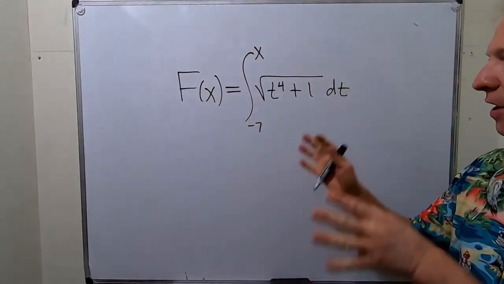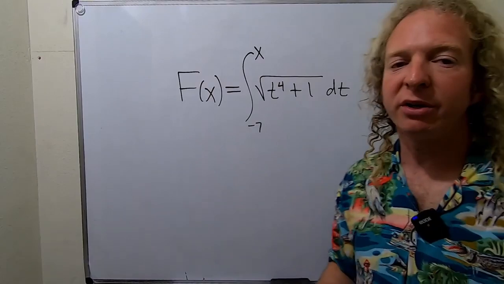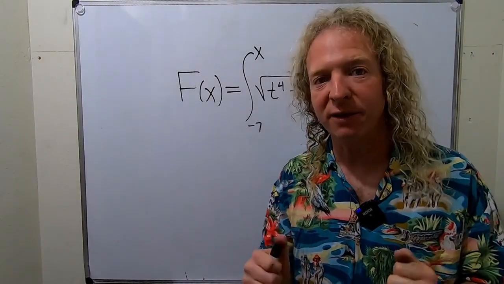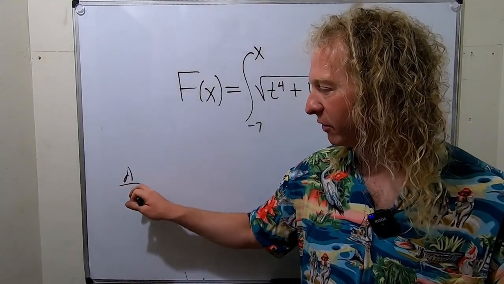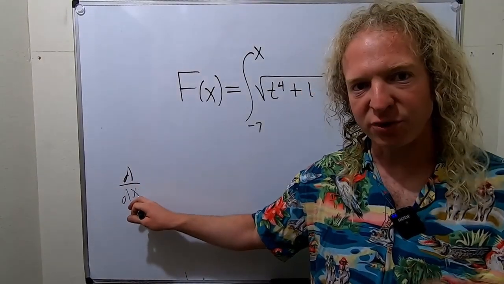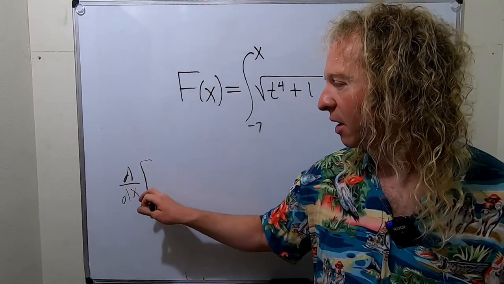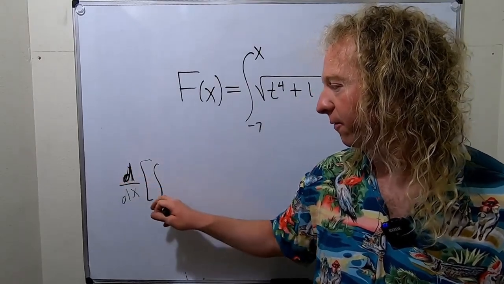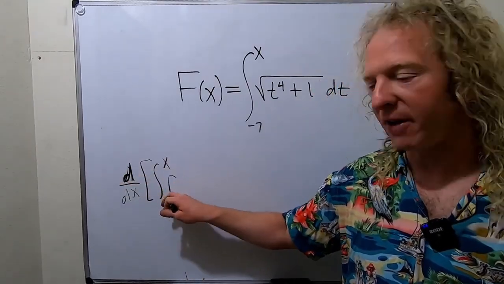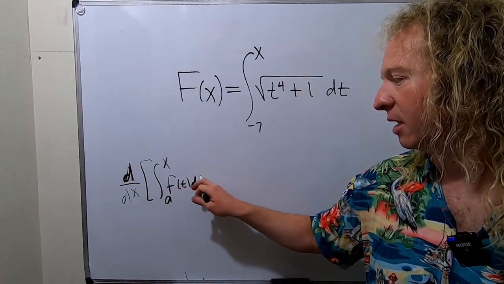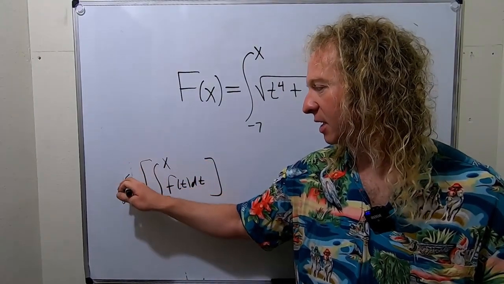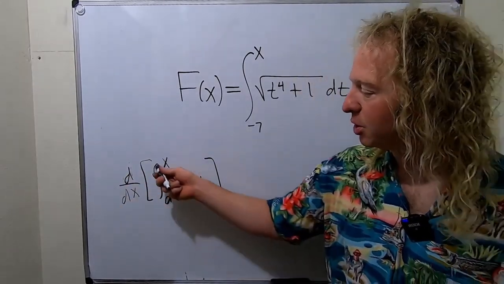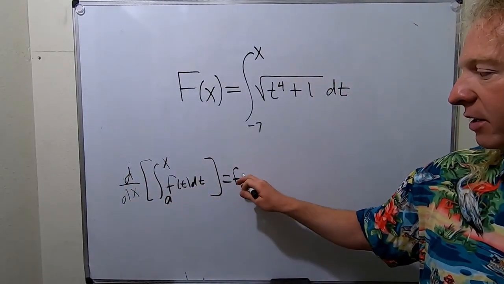In this video, we're going to find the derivative of this. We're simply going to use something called the second fundamental theorem of calculus. The formula says if you have the derivative with respect to x of the definite integral from a to x of f of t dt, and you take the derivative, all you do is you put the x here. So this is equal to f of x.